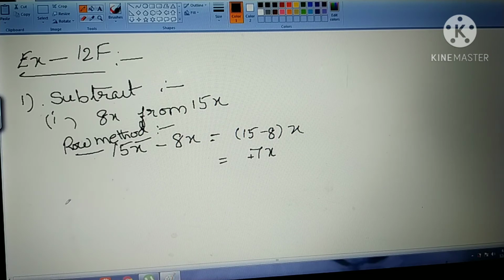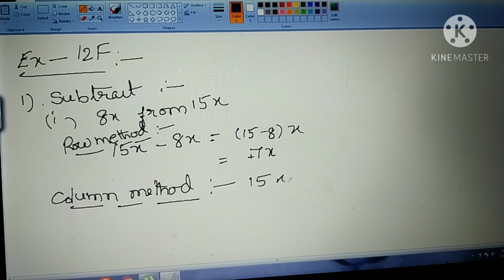Okay. Now see the column method. So in the column method we have to write each and every algebraic expression column-wise. Okay, so see here. So 8x from 15x. So from 15x we are subtracting this 8x. So we have to write this 15x first. After that, which one do we have to subtract? 8x. So both are plus sign only. What is the mathematical operation we are doing here? Minus. Okay, so we are doing minus. So here this sign is plus.